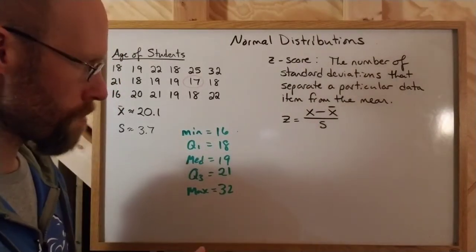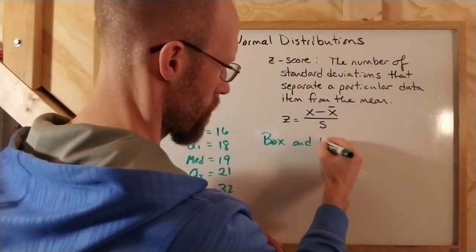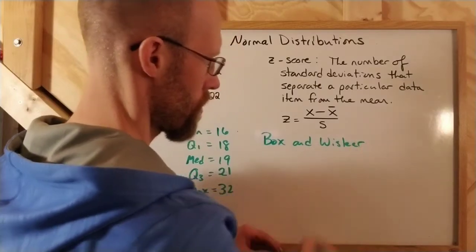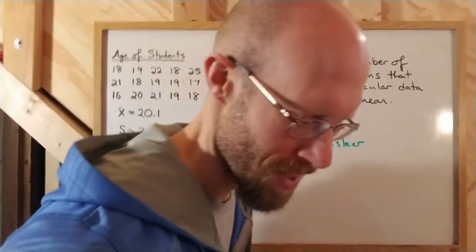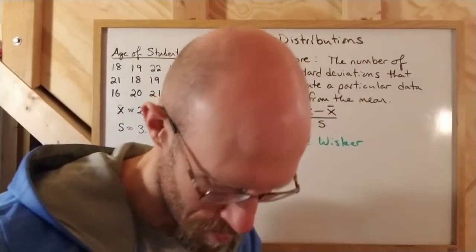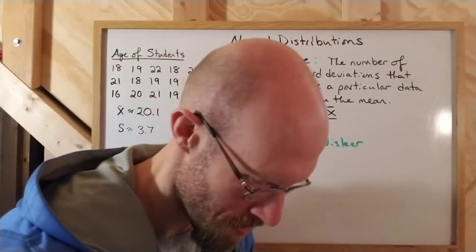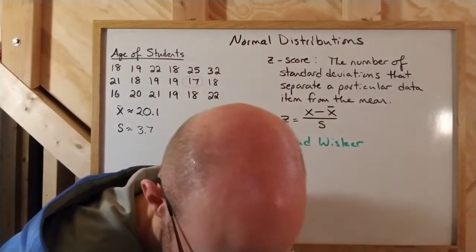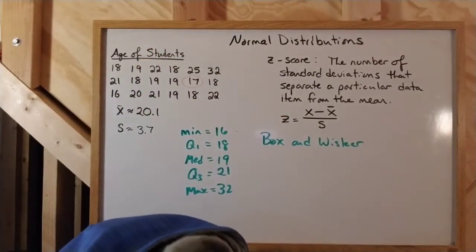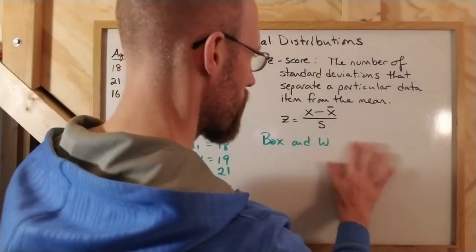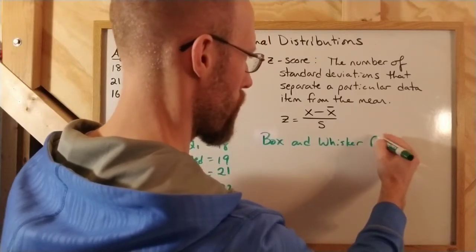So a box and whisker plot, how do you spell whisker? Is that right? I feel like there's an H or something in there somewhere. Maybe there's not. I should look that up, but that's bothering me right now. It is W-H-I-S-K-E-R. Huh, that's weird. Box and whisker plot. Huh.